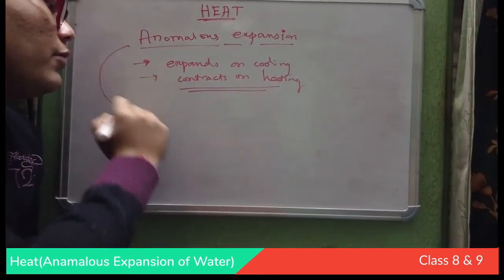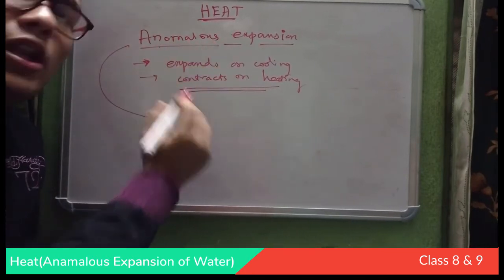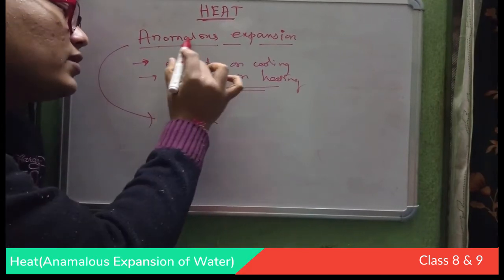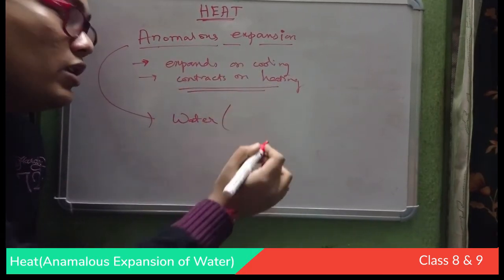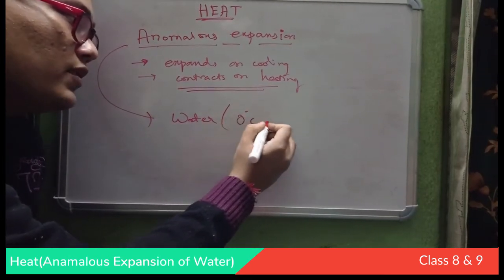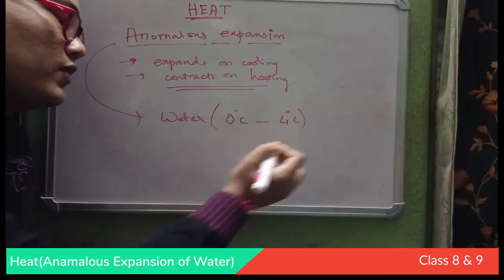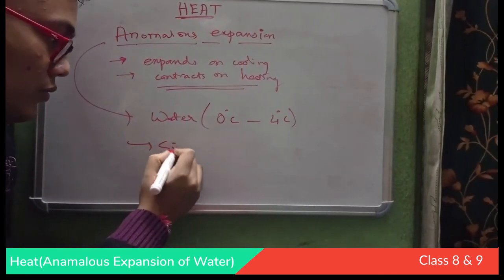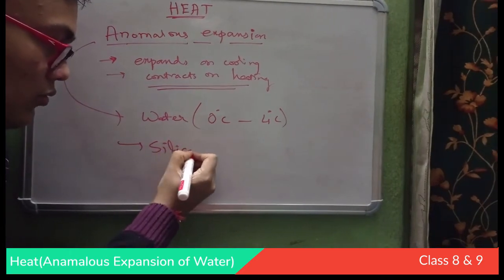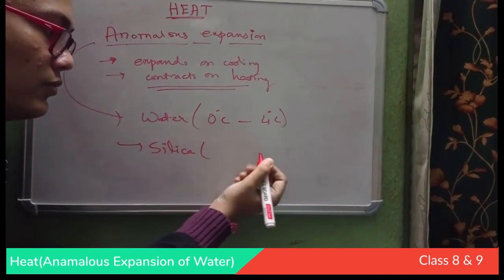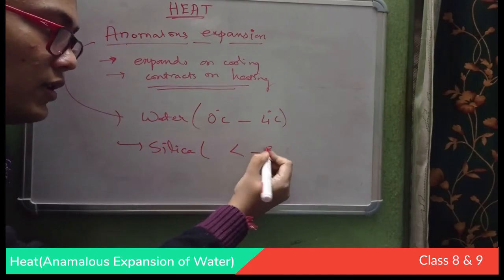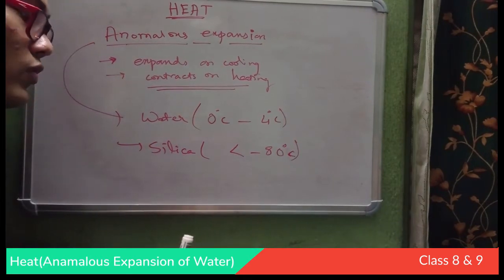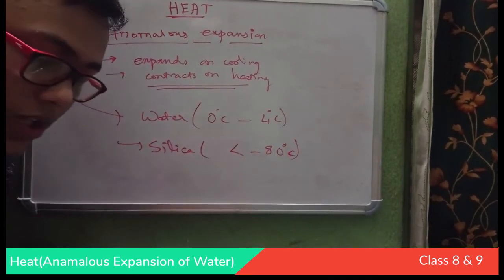Now, what are the types of materials which exhibit anomalous expansion? Like we know water exhibits anomalous expansion within the temperature range of 0 degrees Celsius to 4 degrees Celsius. Anomalous expansion is also observed in case of silica when temperature is less than minus 80 degrees Celsius. So these are the two substances in which anomalous expansion is observed.